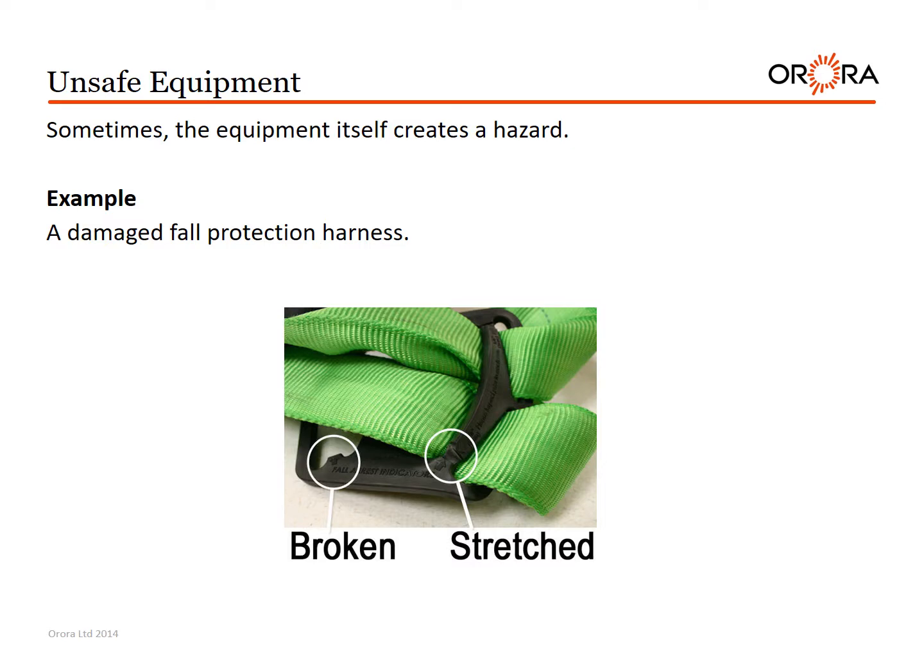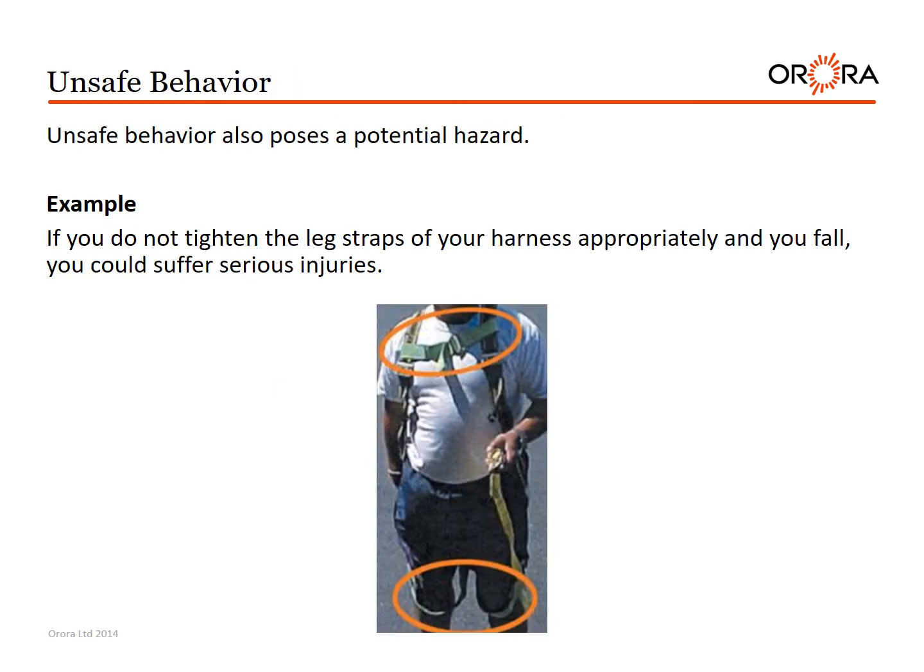Unsafe equipment. Sometimes the equipment itself creates a hazard. Example, a damaged fall protection harness, broken or stretched. Unsafe behavior. Unsafe behavior also poses a potential hazard. Example, if you do not tighten the leg straps of your harness appropriately and you fall, you could suffer serious injuries.